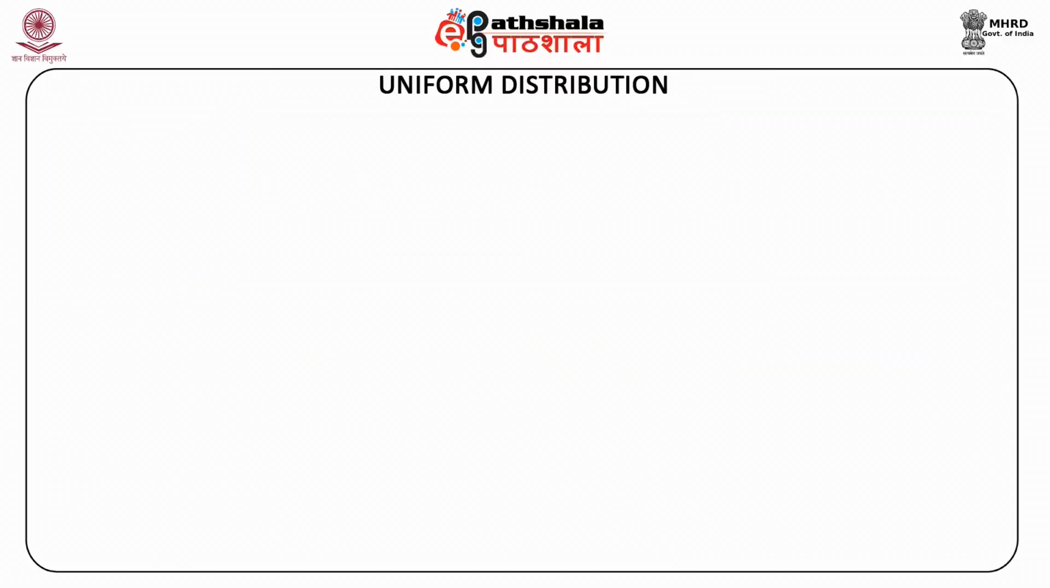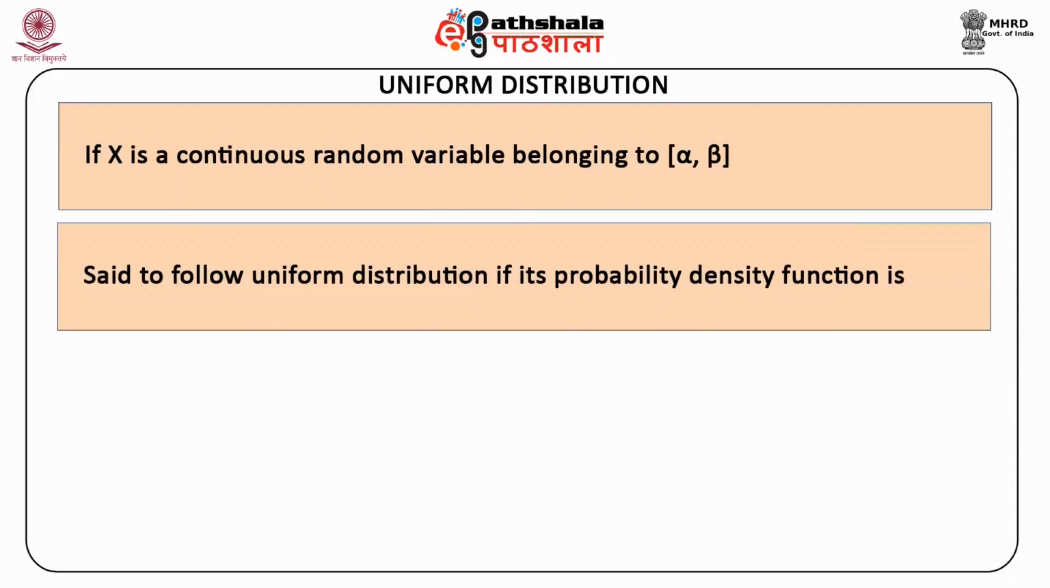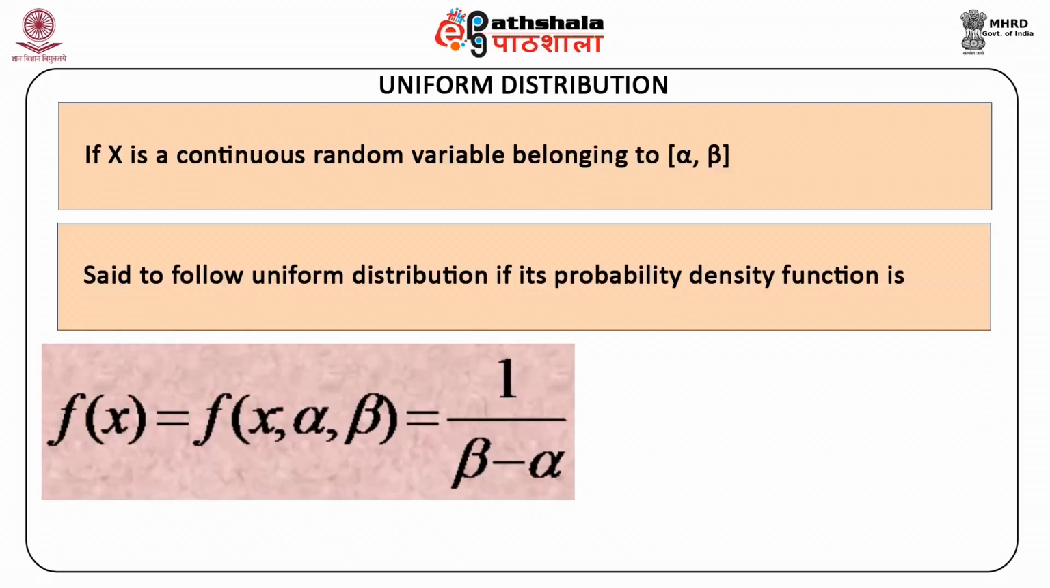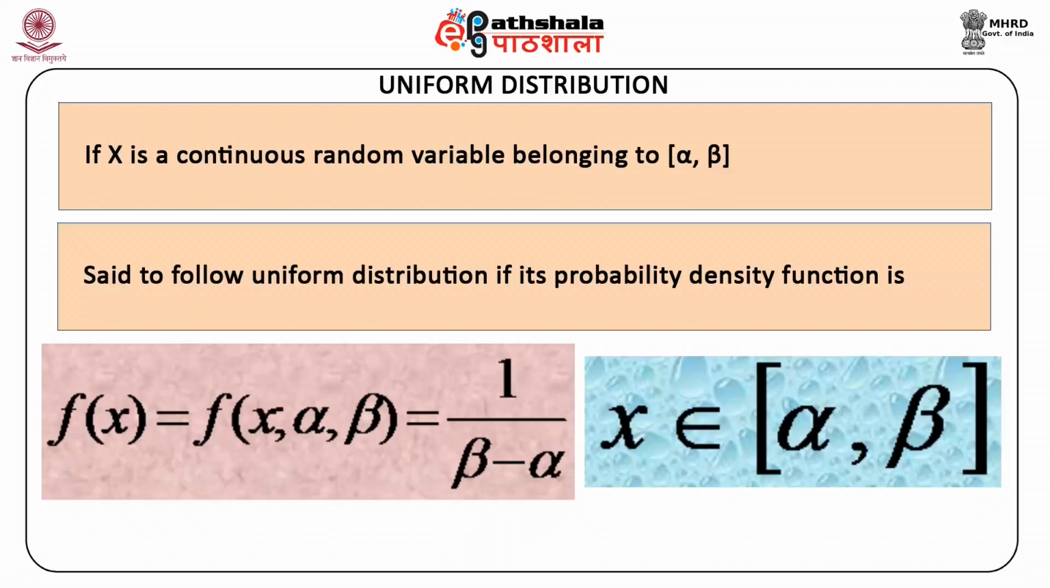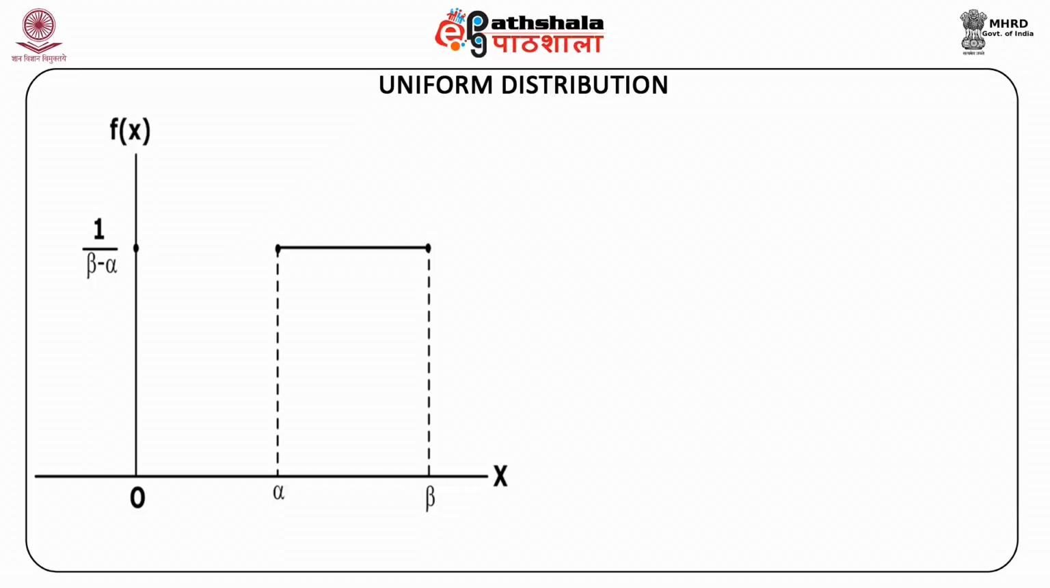Moving on to the uniform distribution. If x is a continuous random variable belonging to the interval alpha, beta, then it is said to follow uniform distribution if its probability density function is f(x) equal to f(x; alpha, beta) equal to 1 upon beta minus alpha for all x belonging to the interval alpha, beta. The graph of uniform probability density function is shown in the figure.